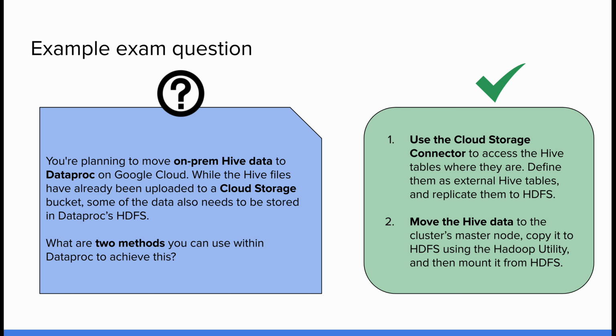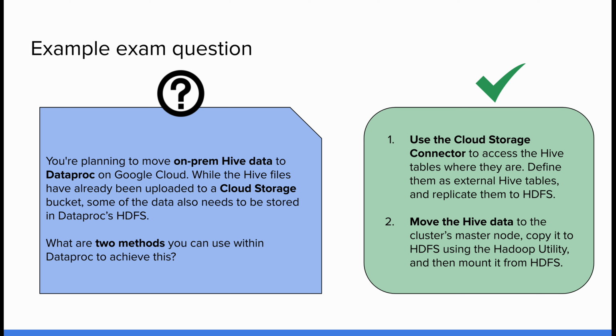First, you can use the cloud storage connector to access the Hive tables from cloud storage, define them as external Hive tables and replicate them to HDFS. This takes full advantage of the cloud storage connector that we discussed earlier. The connector allows you to interact with the data in cloud storage directly without needing to transfer it to HDFS first. And so then by defining the Hive tables as external, you keep the data in its original location, cloud storage, while also replicating it to HDFS for jobs that require it. This approach is flexible and it leverages the best of cloud native and traditional HDFS storage systems, which we've talked about at length as well.